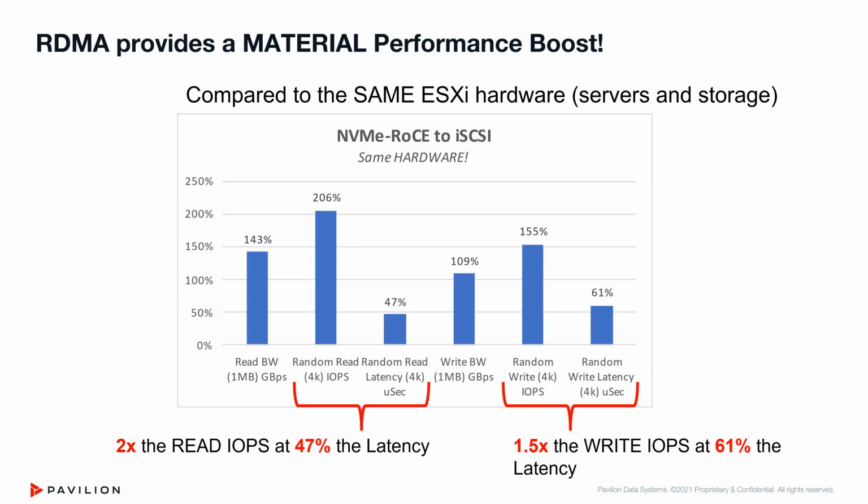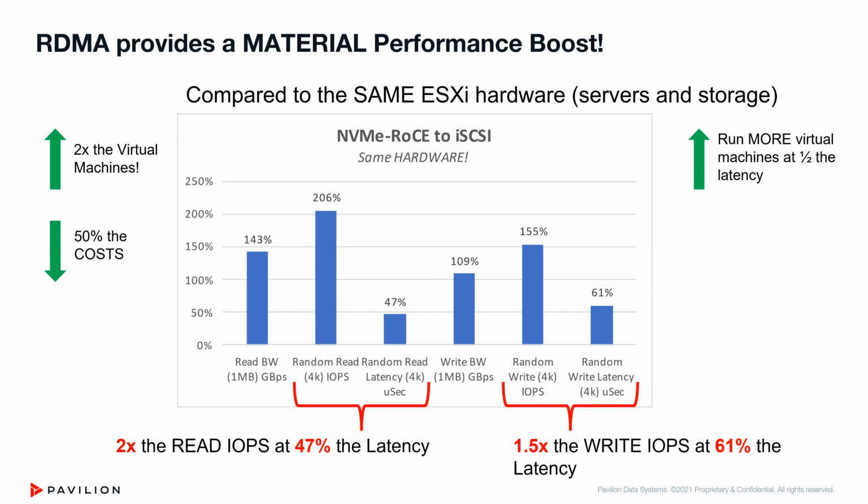So what does this mean for you? Let's click the next button here. It means I can run 2 times the number of virtual machines. I can probably change how I license things, how much memory I use in servers. So I can cut my costs by 50% while doubling the number of VMs. Look at the next metric.